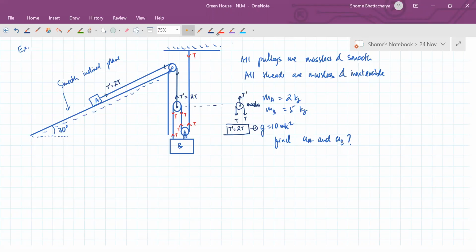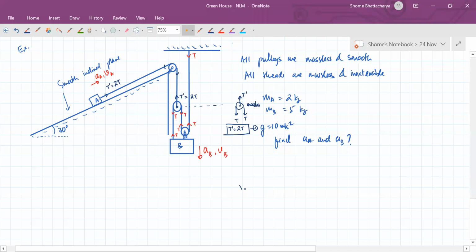Okay. So now when you work out the virtual power theorem, suppose we assume that B is coming down with some acceleration AB, instantaneous velocity VB. Then this one should be going up with some velocity and acceleration like this. Okay. So the net power delivered by tension should be zero.